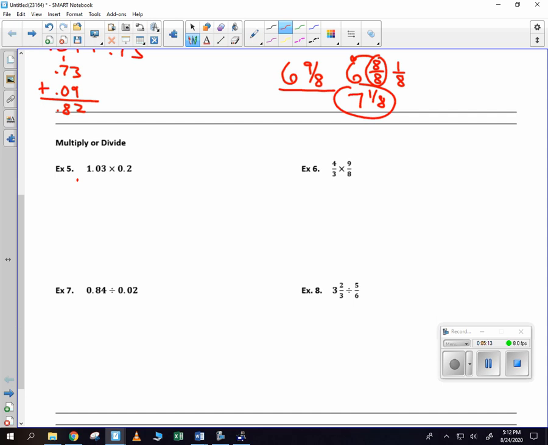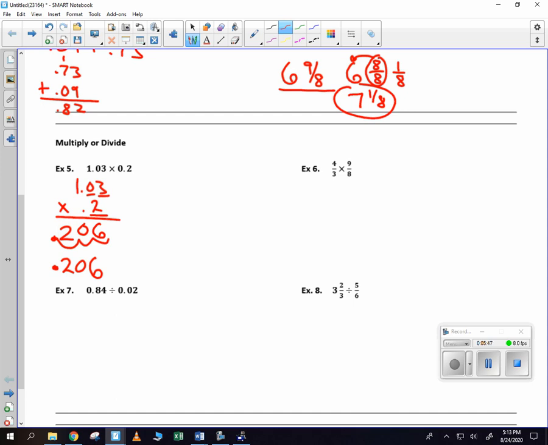When we multiply 1.03 times 0.2, we're just going to multiply. 2 times 3 is 6, 2 times 0 is 0, and 2 times 1 is 2. Now you don't have to line up the decimals. When you multiply, what you do is you count the decimal places. There's 1, 2, 3 decimal places. So I move it 1, 2, 3 places. So that means my answer is 0.206. That's my result.